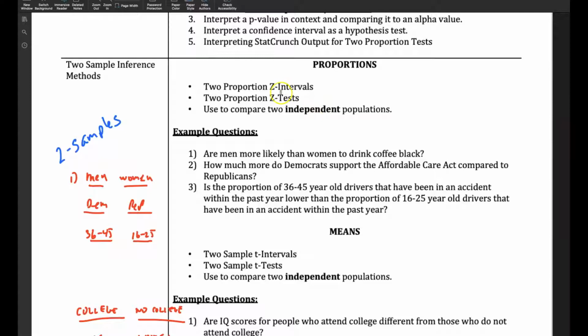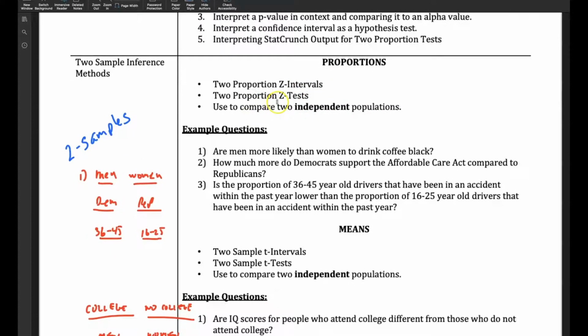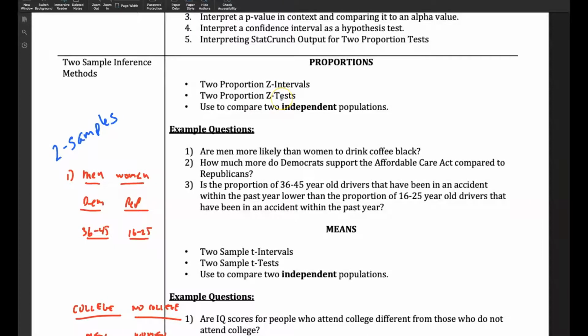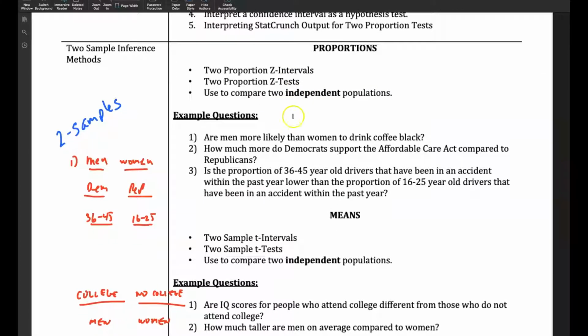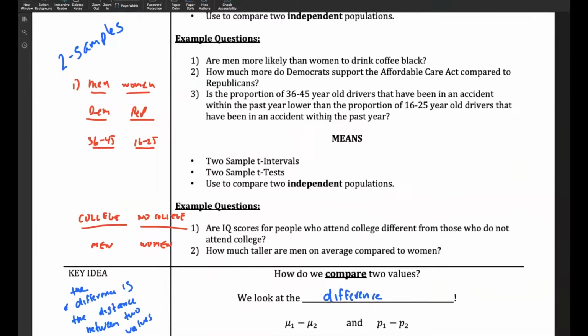We use the z methods, right? The test statistic if it was a significance test, right? Or the z-critical value if it's an interval. Again, we're using those to compare what we call two independent populations, two groups that are not somehow connected in any way. They're two separate groups. We'll talk more about that.